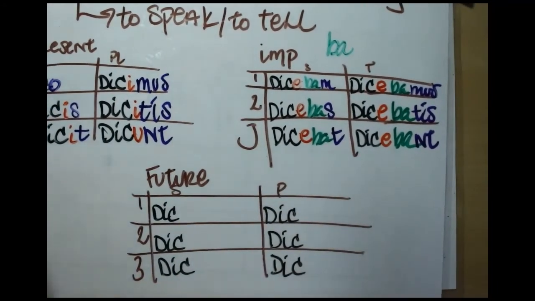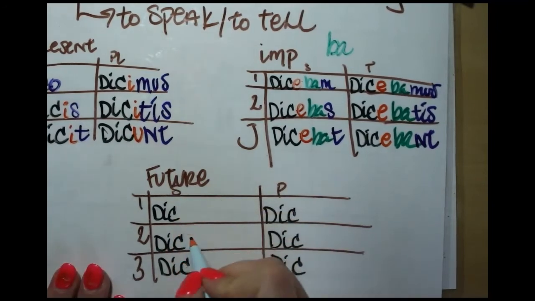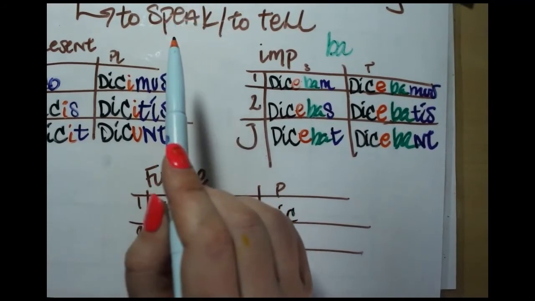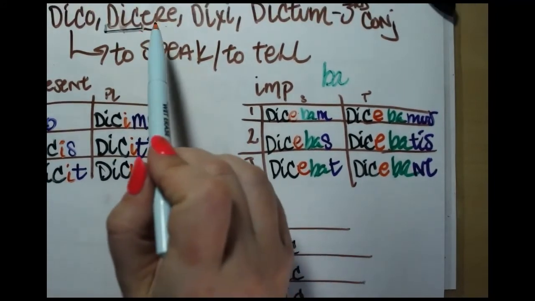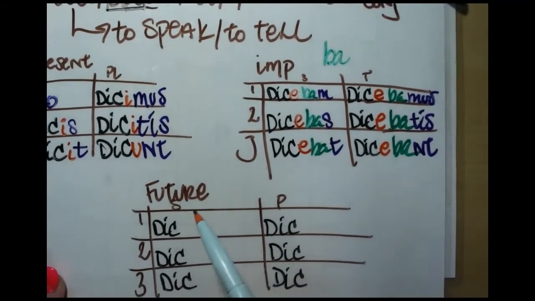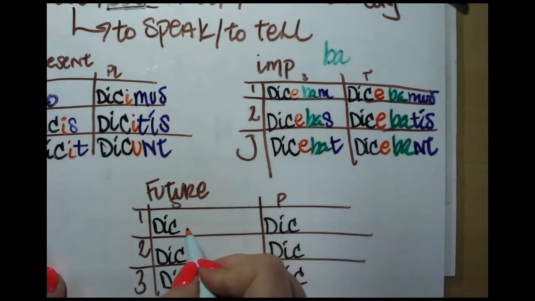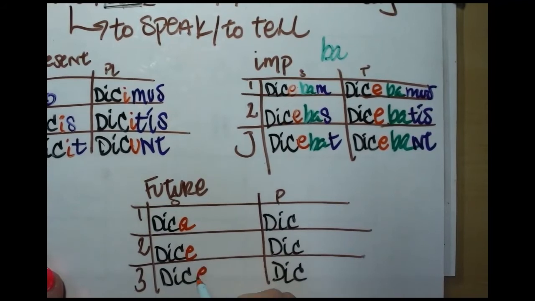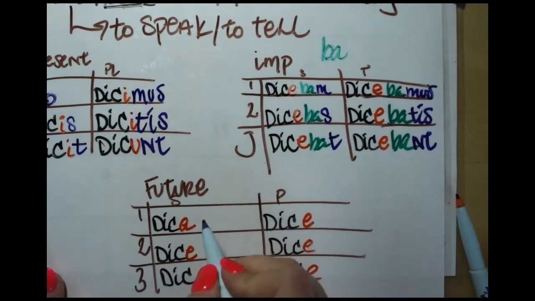Now in the future, you do get to use that vowel here, except in first person singular. First person singular is going to have an A, and then everything else gets an E. So dicam, dices, dicet... And then come the personal endings. When you don't have an O in first person singular, what do you use?